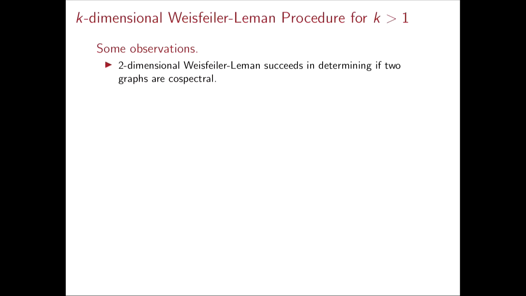And you can prove it's strictly stronger than one-dimensional Weisfeiler-Lehman. So in fact, it can determine if two graphs are co-spectral. And if two graphs are not co-spectral, it can tell them apart. So for example, if you take two disjoint triangles and a six cycle, it can tell them apart because the eigenvalue 2 occurs with multiplicity 2 in the two disjoint triangles case, whereas the other one is connected and it occurs with multiplicity 1. So it can tell them apart. So you can see it's stronger than one-dimensional Weisfeiler-Lehman.